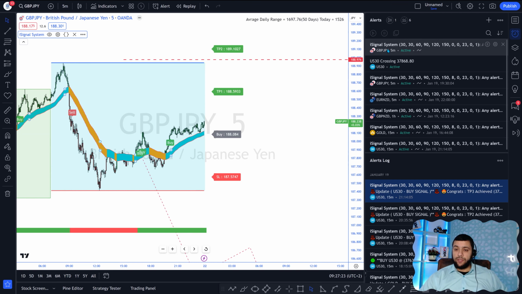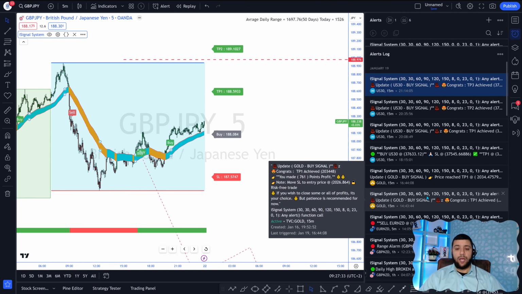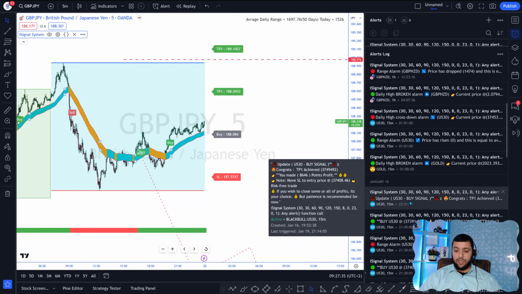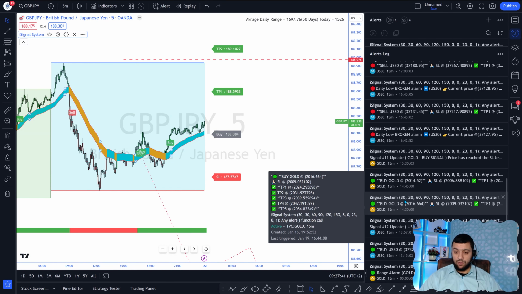We got the Japanese yen right here. See, guys? So you got the Japanese yen in the 5-minute time frame. Then all the signals, once you get a signal, they're going to show up here and also in your app. See, like that. The system has so many signals. It says update here, and so on. If it hits stop loss, it's just going to give you a message, hit stop loss.